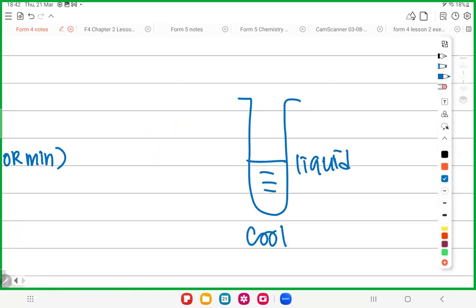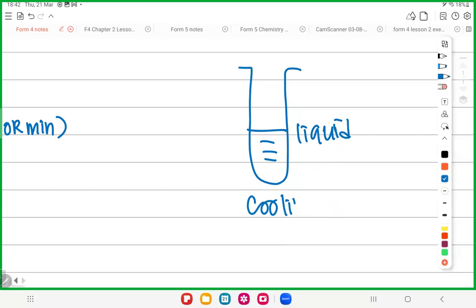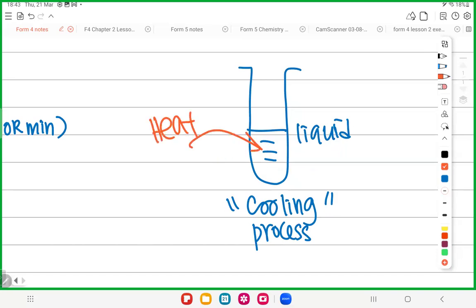Now you want to cool down the liquid. You are doing a cooling process. When you're cooling down the liquid, what happens? In a cooling process, the heat will come out. Remember, when heat goes in, it's a heating process. When the heat goes out, it is a cooling process. Cooling means we throw away heat from the substance.